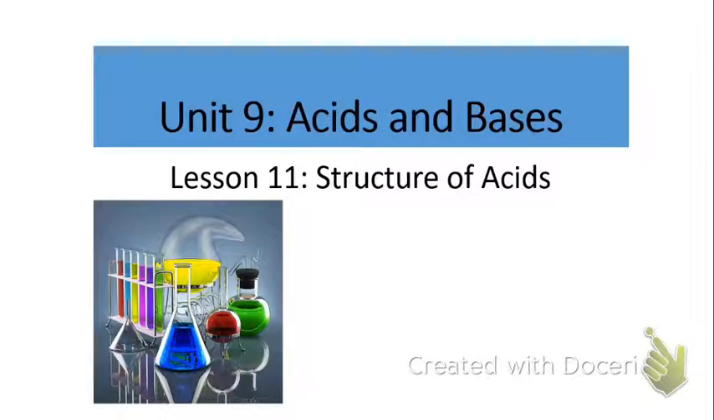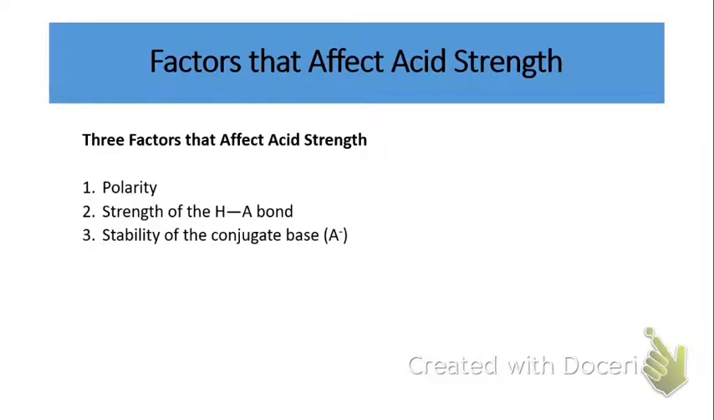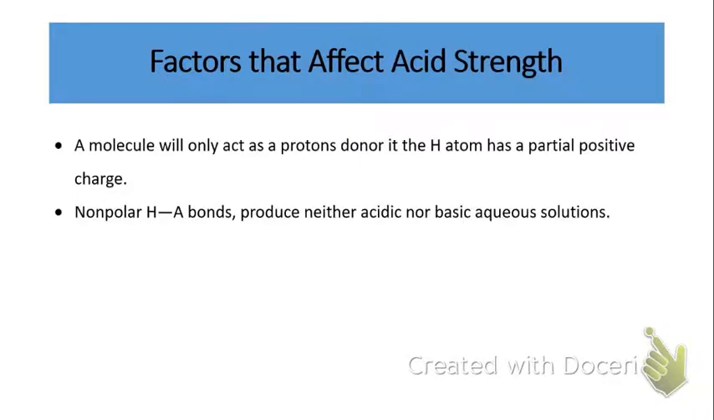All right, let's get started with lesson 11, structures of acids. In this particular lesson, we are going to focus on three factors that affect the overall strength of an acid. They are polarity, strength of the hydrogen and conjugate base bond, and the stability of the conjugate base itself. We're going to first look at the effects of polarity.